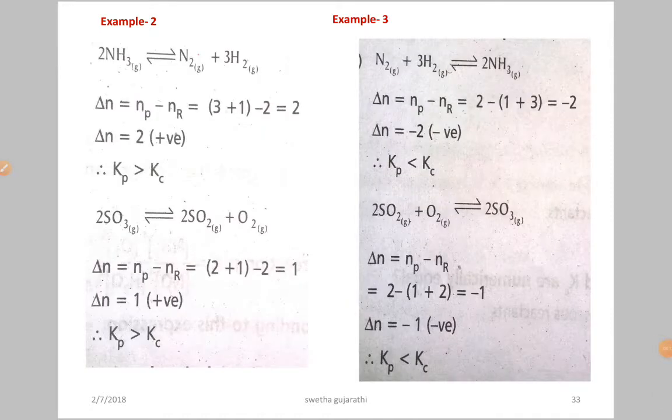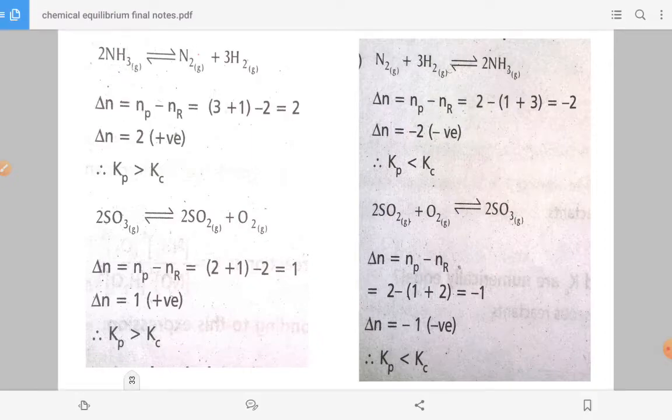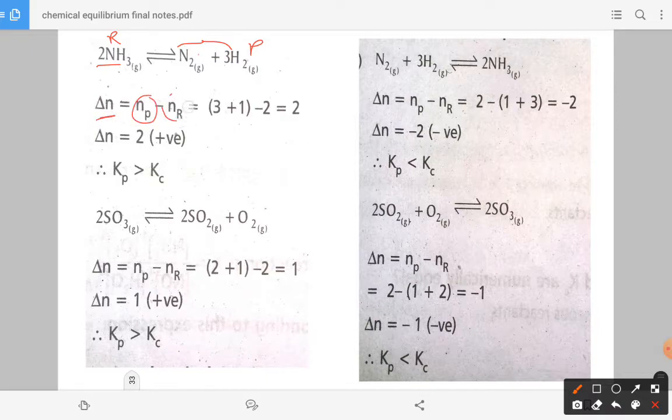Here we have the decomposition of ammonia. If you see, these are my reactants, and these are my products. Now find out the first delta n. Delta n is the number of moles of product minus reactant.